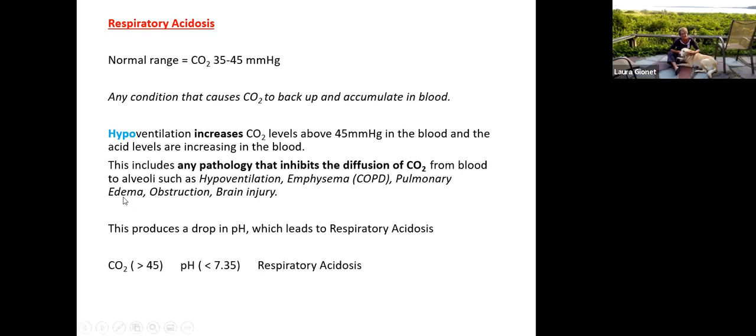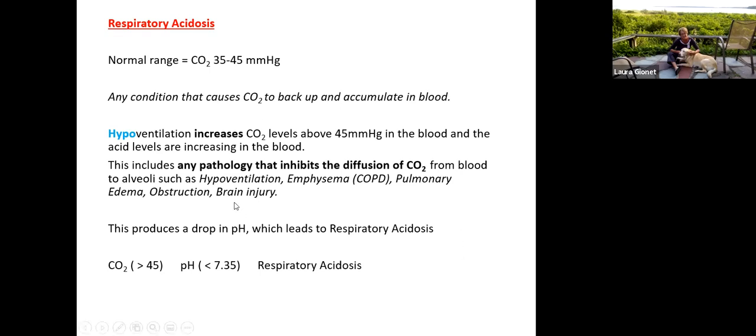maybe above 45 millimeters of mercury in the blood, and acid levels are increasing in the blood. This includes any pathology that inhibits the diffusion of CO2 from the blood to the alveoli, such as hypoventilation, emphysema, pulmonary edema, which is going to also increase pulmonary pressure, obstruction, brain injury. You're choking on something. You get a blow to the head, subdural hematoma, medulla oblongata through the foramen magnum. This produces a drop in the pH, which is the reason why we're calling it respiratory acidosis.